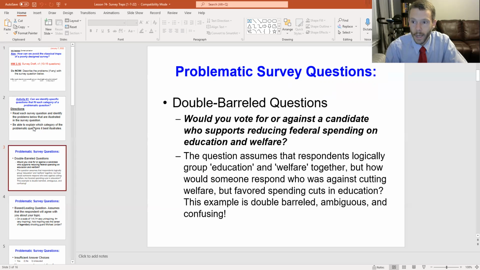So similar to the do now, it's a problem because it's double-barreled. It's really two different questions in one. So the question assumes that respondents logically group education and welfare together. But how would someone respond who was against cutting welfare but favored spending cuts in education? It makes the question very uncertain, ambiguous, and confusing.